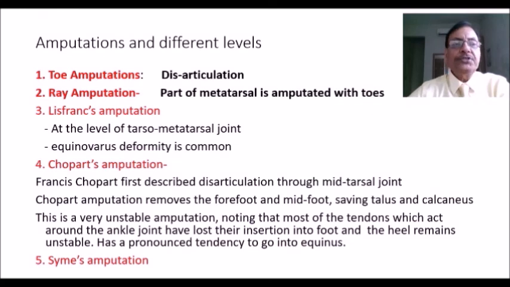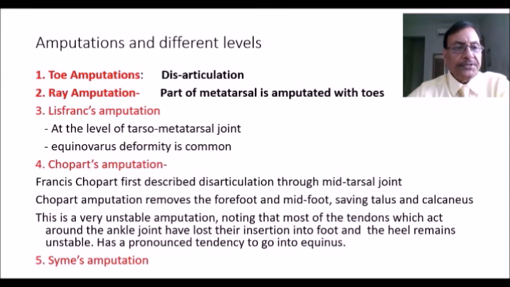Now, amputations can be done at different levels. Toe amputations, which is also called disarticulation, are not usually done. Ray amputation is most commonly done, where part of the metatarsal is also amputated along with the toes. Lisfranc amputation and Chopart's used to be done in the past. Now it is not done.